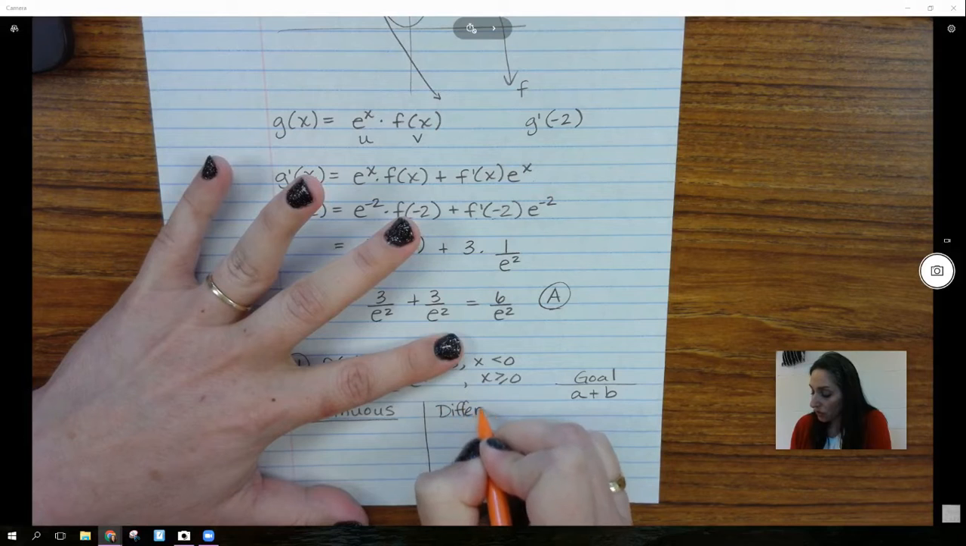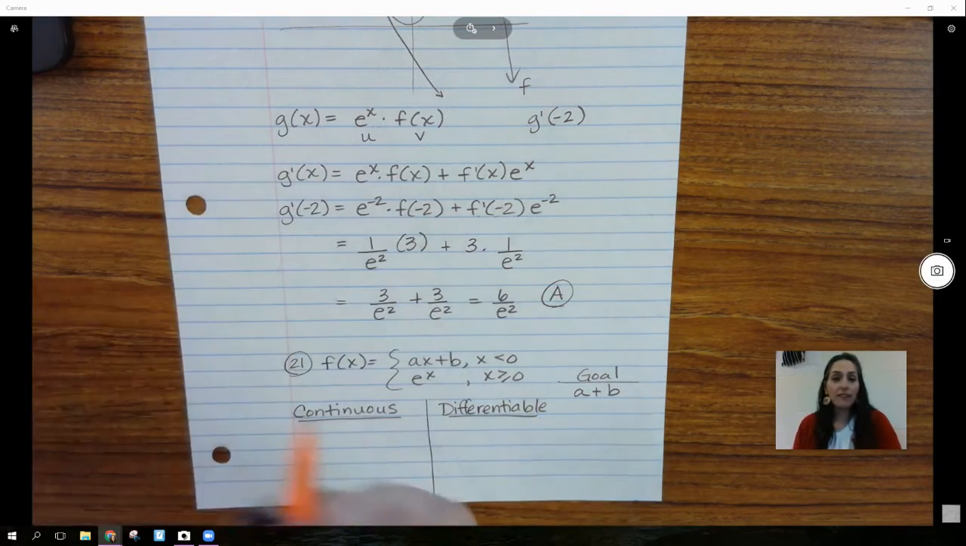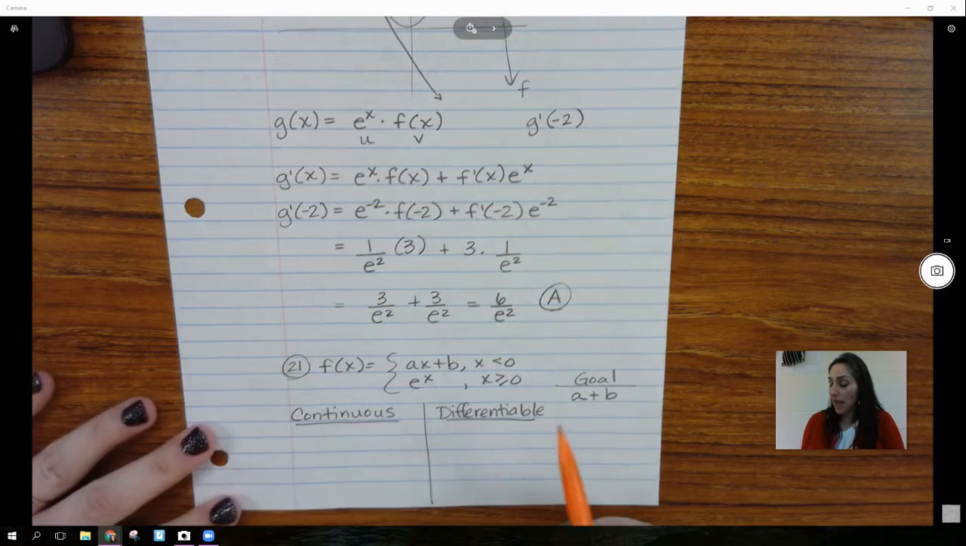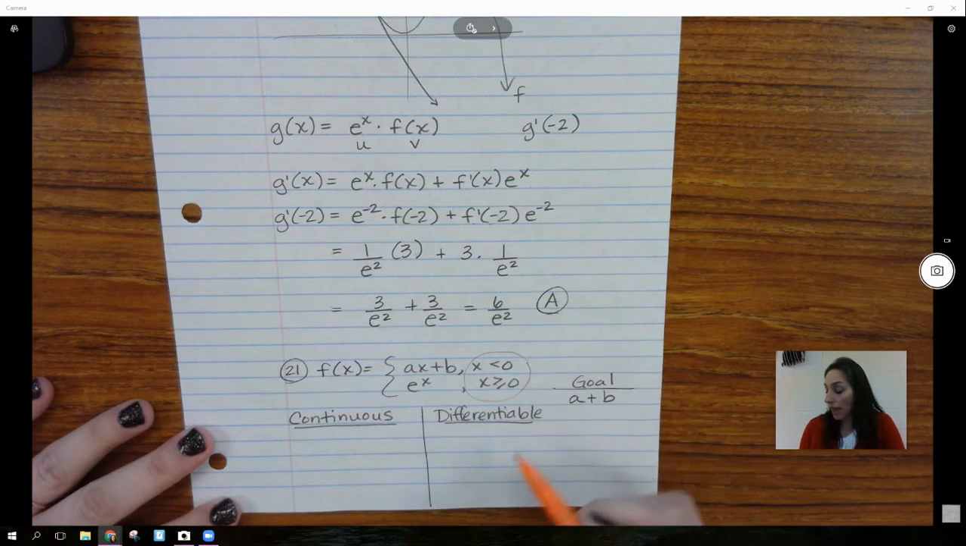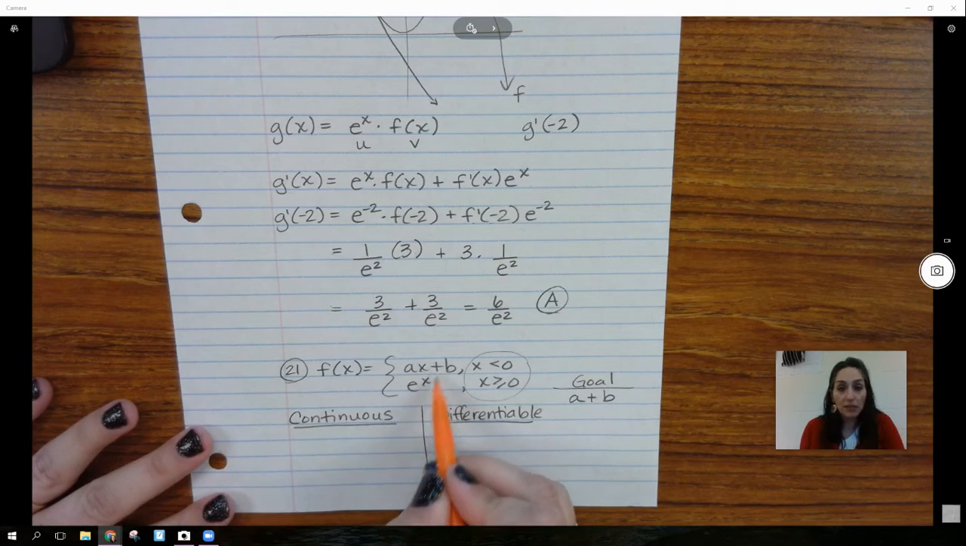If it's differentiable, both pieces have the same derivative, because you'd have to have the same slope coming in from the left as from the right. That way it would be a nice smooth curve. Otherwise, if the slopes are drastically different, you're going to get a corner, and you're not differentiable at a corner. So if f of x is differentiable, it has to be continuous at that point, and the point we're concerned about is x equals 0, and it's also differentiable.